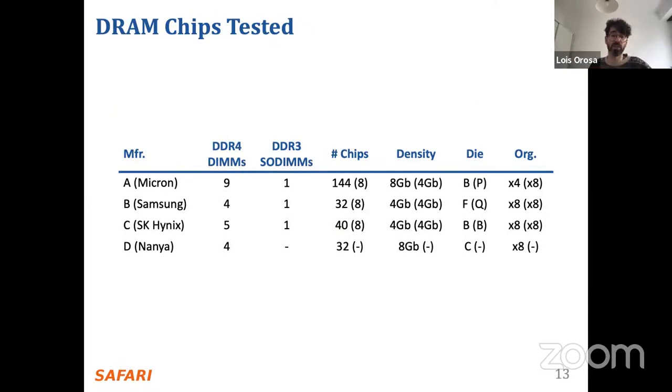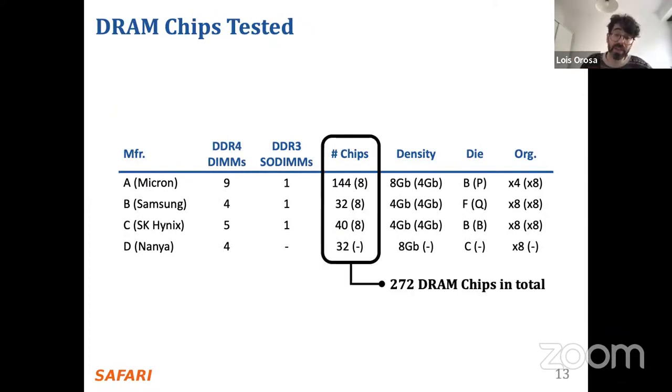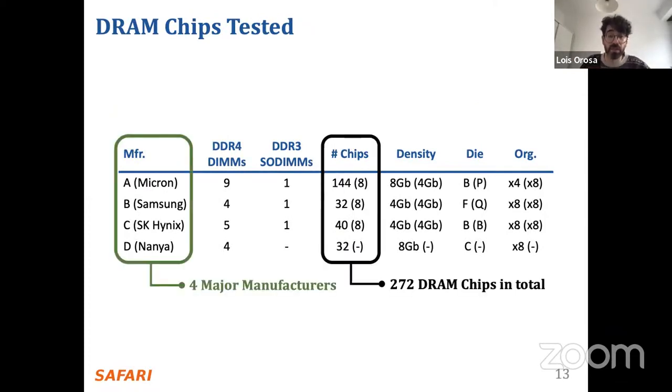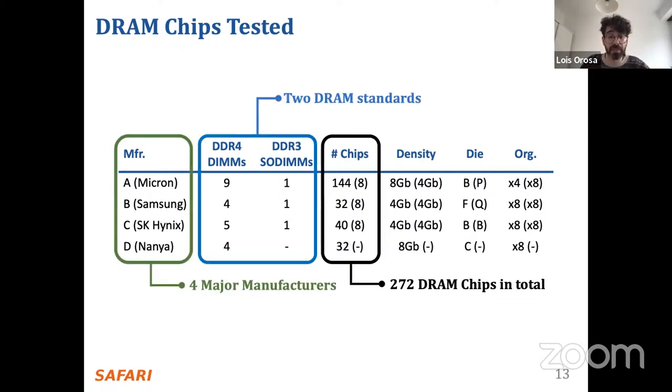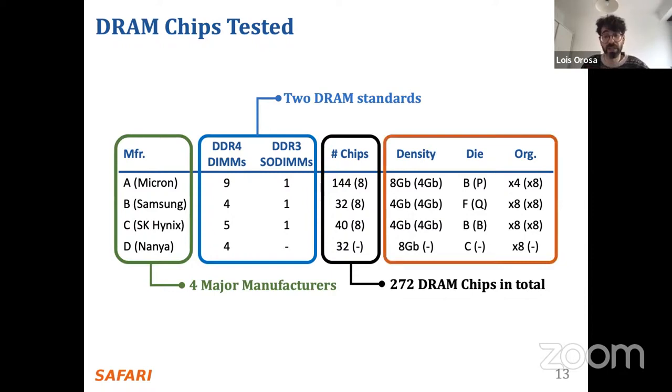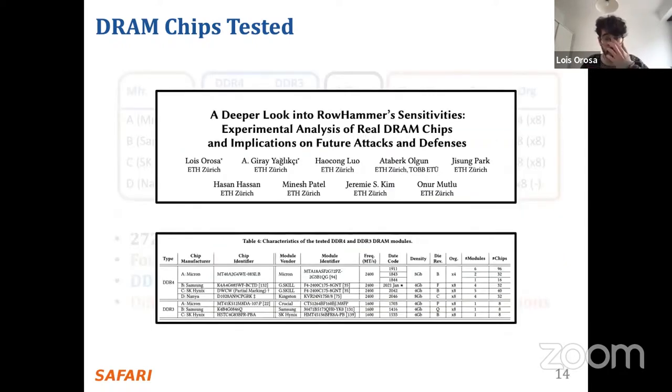In our characterization, we test 272 real DRAM chips from 4 major manufacturers that implement DDR3 and DDR4 DRAM standards, and with different densities, die revisions, and chip organizations. We provide more details about the chips we test in our extended version of the paper published in arXiv.